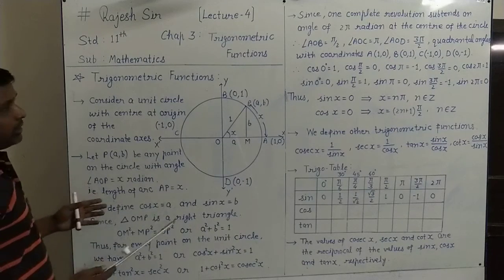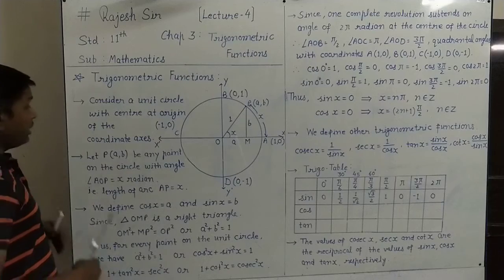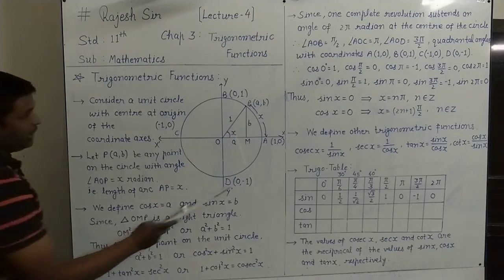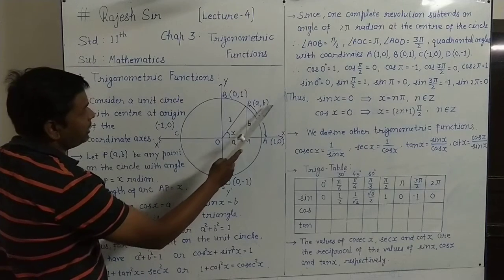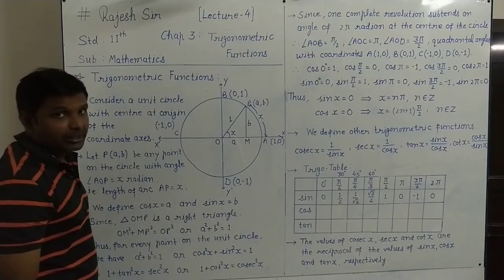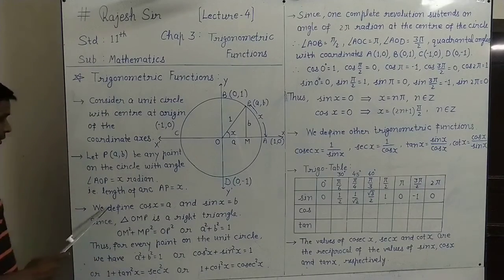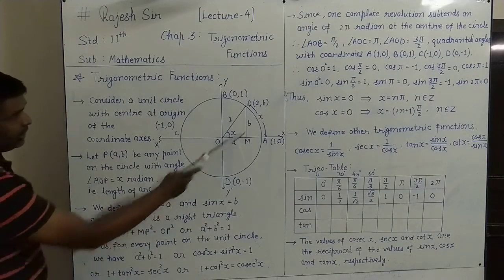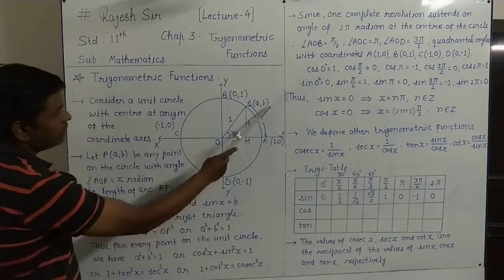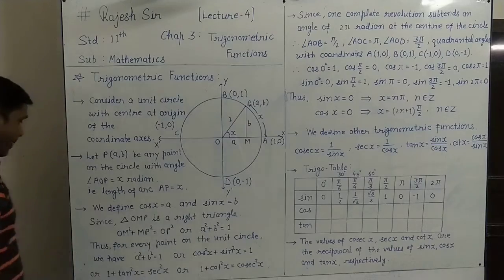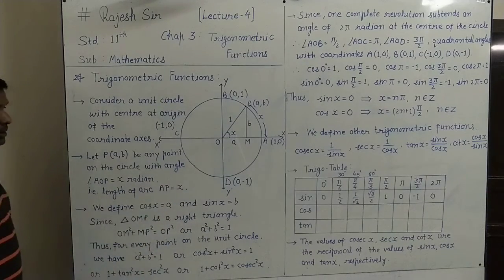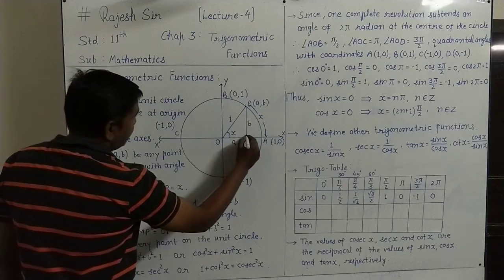Now taking this consideration, we will define some trigonometric functions. We define the x coordinate of this point P, a, as cos x, and the y coordinate, b, as sin x. We start with that. We define cos x equals a, the x coordinate, and sin x equals b, the y coordinate.